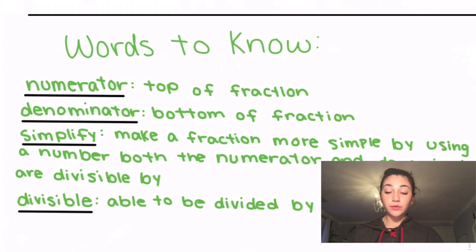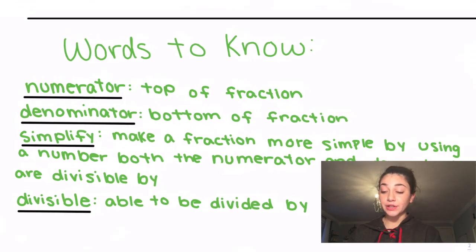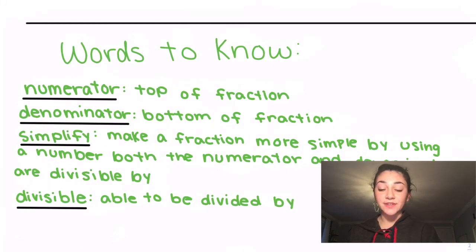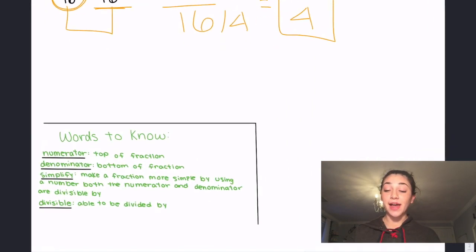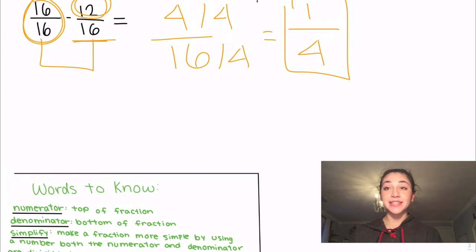And just for review, these are some of the words you should be able to know by the end of this video. You should know that the numerator is the top part of the fraction, the denominator is the bottom part of the fraction, simplifying a fraction is taking the numerator and the denominator and dividing them both by the same number, and divisible means able to be divided by. And yeah, that is how you add and subtract fractions with the same denominator.